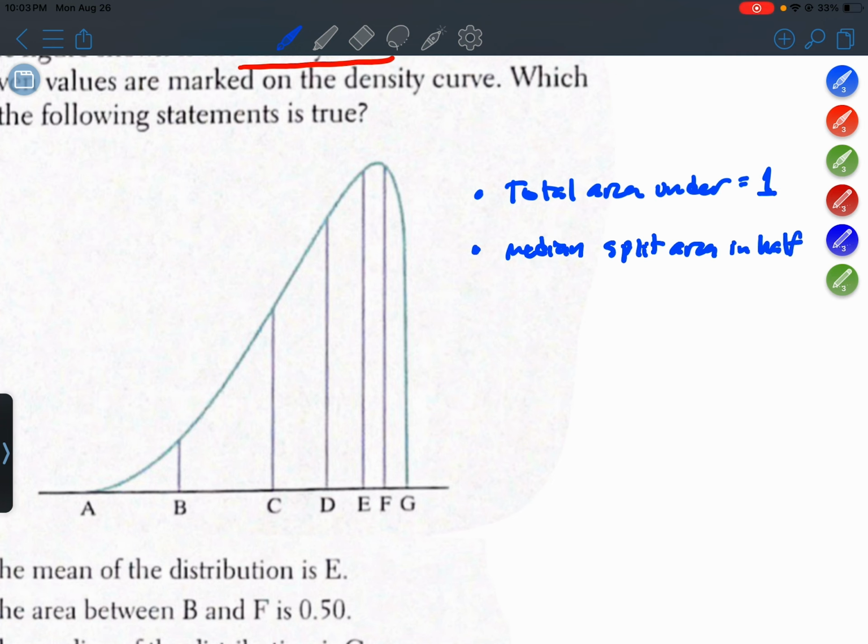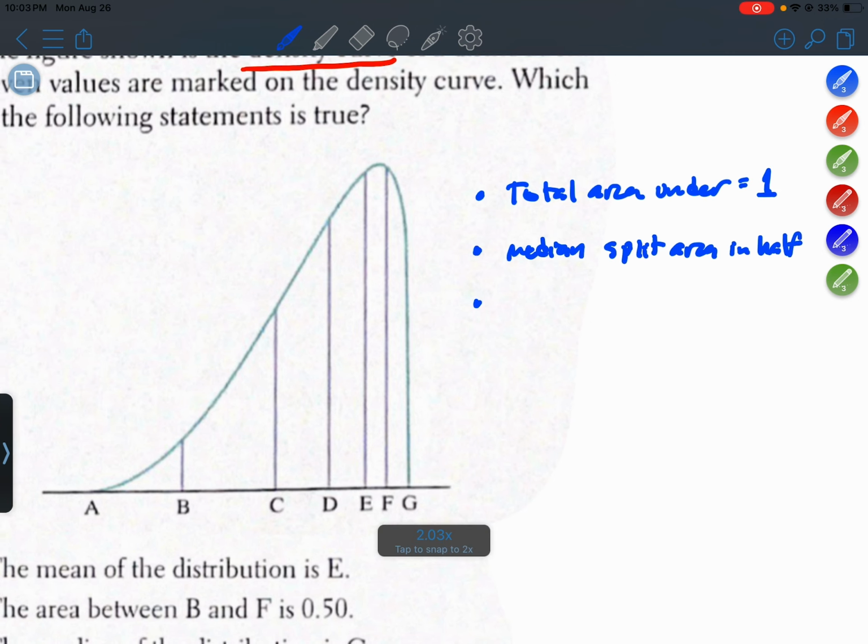And then because this one is skewed to the left, I could conclude that the mean will be less than the median. The low values here in the left tail need to get averaged in with all the other values, but because they're low, they're going to bring the mean down.